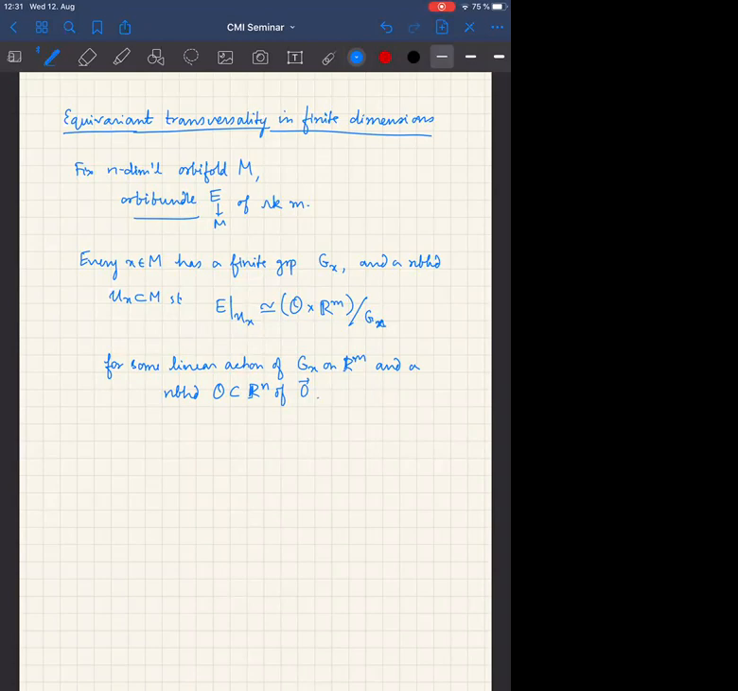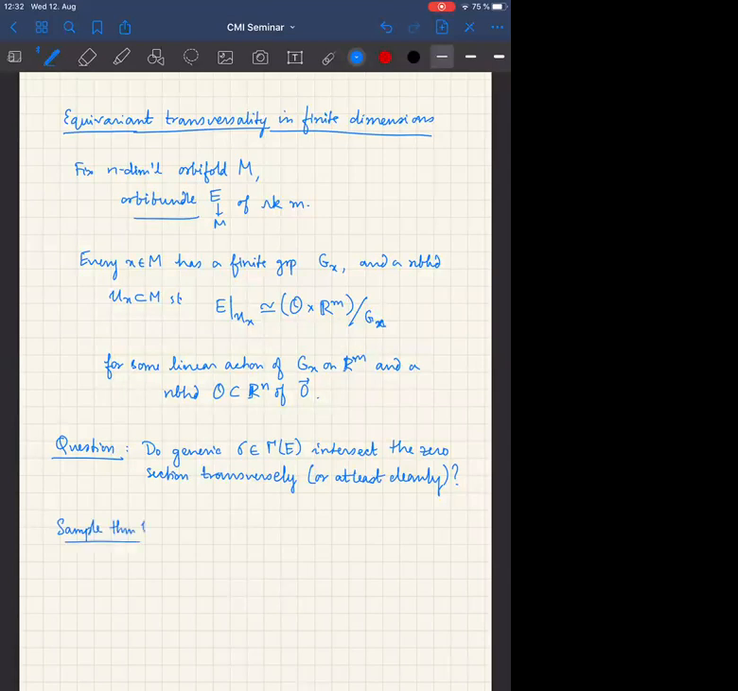Okay. So we have an orbifold and an orbi bundle, and we want to ask the question: if we look at sections of that orbi bundle, do they intersect the zero section transversally, or at least cleanly? So the question we want to ask is about generic sections. And we have certain theorems answering this question in some contexts. I'll just mention a few.